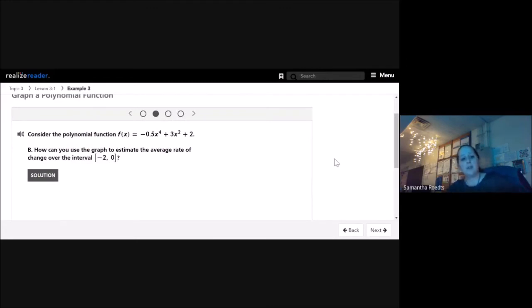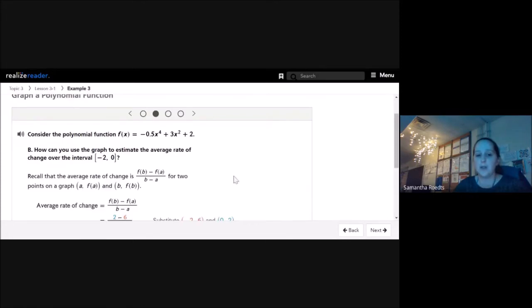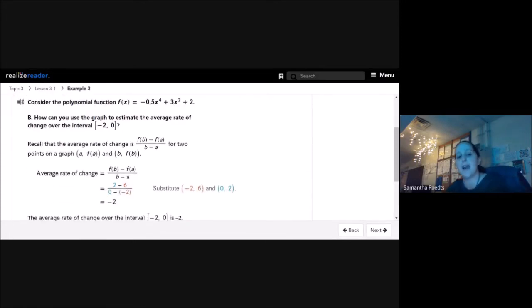Consider the polynomial function f of x equals negative 0.5x to the fourth plus 3x squared plus 2. How can you use the graph to estimate the average rate of change over the interval negative 2, 0? I can recall that the average rate of change is f of b minus f of a over b minus a for two points on a graph, a, f of a, and b, f of b.